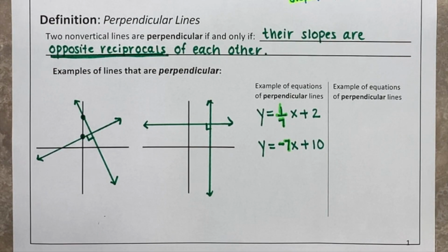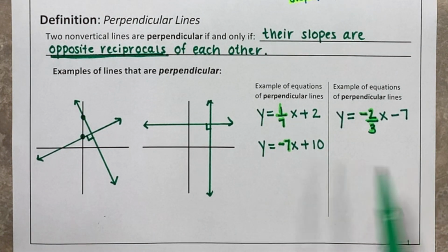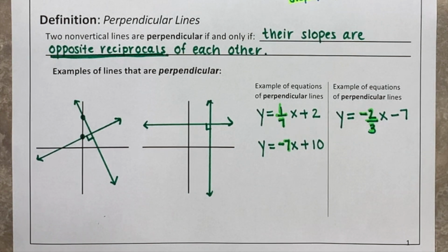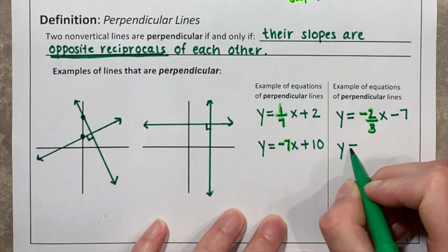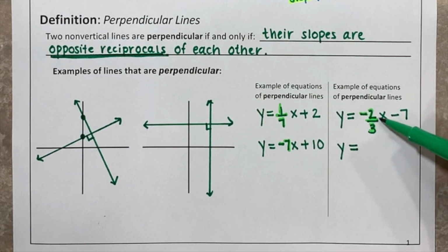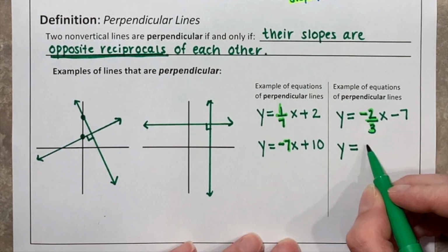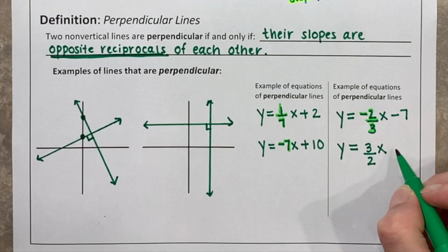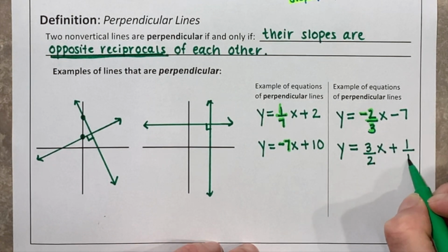Let's look at one more example of equations of perpendicular lines. Let's say you have the equation y equals -2/3 x minus 7, and you wanted to come up with the equation of a perpendicular line. Well, to find the equation of a perpendicular line, we have to find the opposite reciprocal of the slope. So that means we flip it and change the sign, which would give us a positive 3/2. And then we can make up any y-intercept we want. I'm just going to say 1/4.